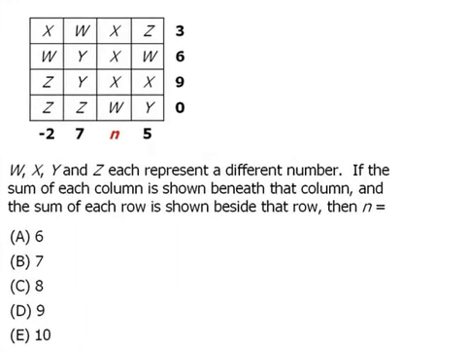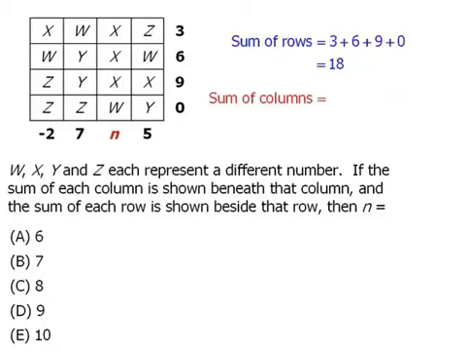Okay, there are several possible approaches here. The fastest approach will be to find the sum of all 16 numbers in our grid. We can do this by adding the sums of the 4 rows. We already know that the sum of these 4 numbers is 3. The sum of these 4 numbers is 6, the sum of these 4 numbers is 9, and the sum of these 4 numbers is 0. When we add them together, we get 18. In other words, the sum of all 16 numbers equals 18.